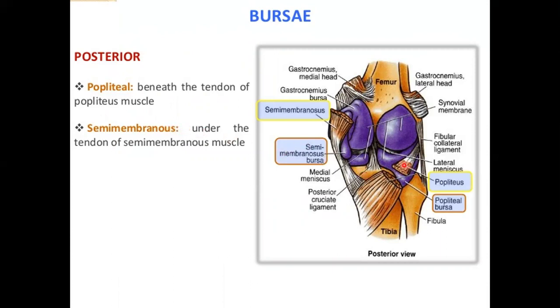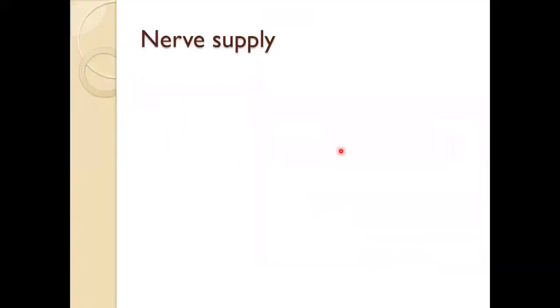This is the popliteus bursa. This is the popliteus muscle, right? This is cut down into two. This is the popliteus muscle and the bursa, which is present just below the popliteus muscle. This is the popliteus bursa. Okay. And then this is the semimembranosus muscle and the bursa, which is lying below the semimembranosus muscle. This is the semimembranosus bursa.